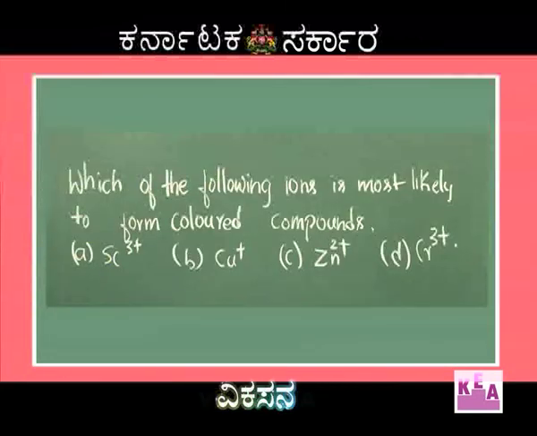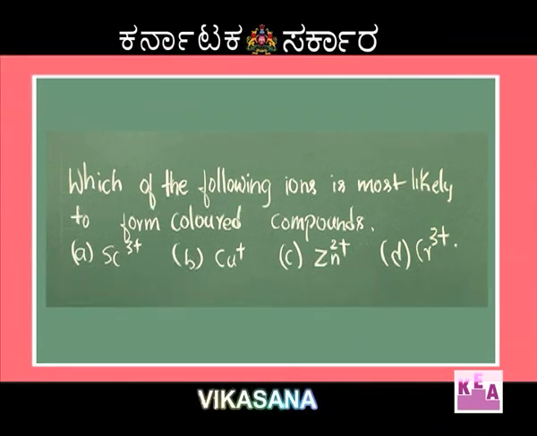We'll move on to the next question. The question goes like this: which of the following ions is most likely to form colored compounds? Options are scandium 3+, copper +, Zn2+, chromium 3+.